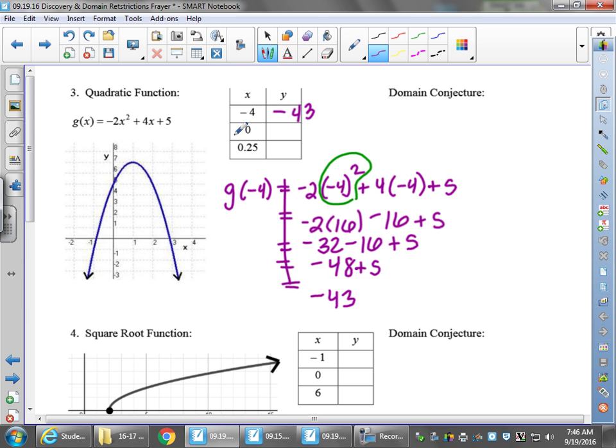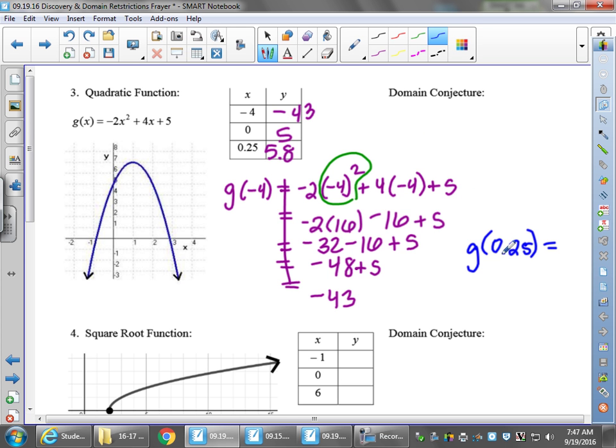What about g of 0? What'd you get for that? Okay. How about g of 0.25? Can we agree on 5.8? So this came from doing the exact same process, but instead of plugging in a negative 4, g of 0.25, and go through the same exact steps, but with 0.25.